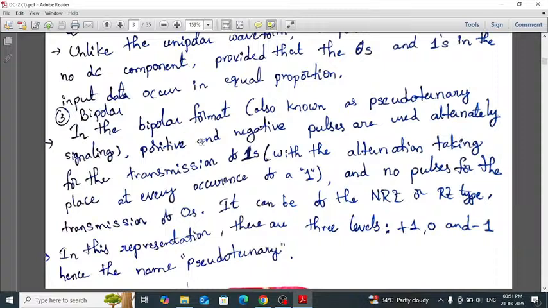Okay. So positive and negative pulses are used alternatively for the transmission of ones, with the alternation taking place at every occurrence of a 1, and no pulses for the transmission of zeros. It can be of the non-return to 0 type or return to 0 type. In this representation there are 3 levels: plus 1, 0 and minus 1. Hence the name is given as pseudo ternary.